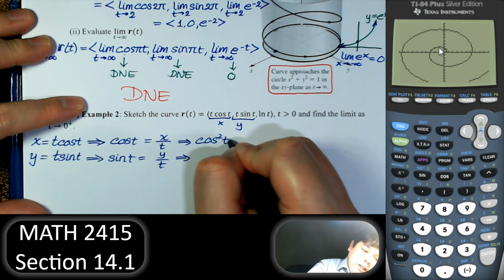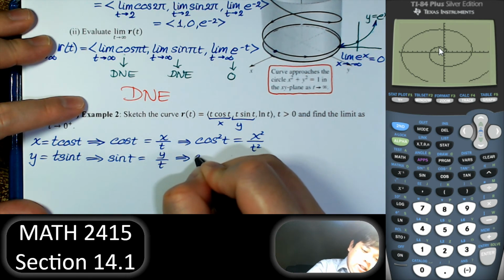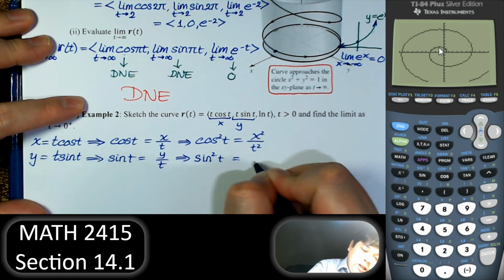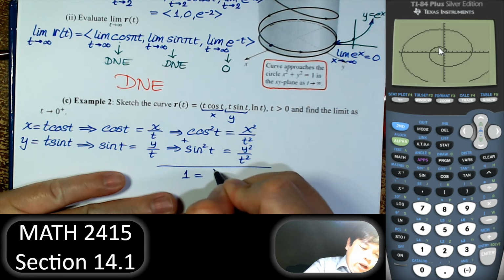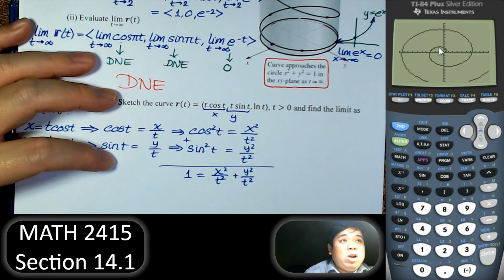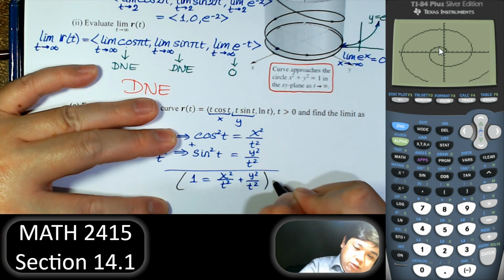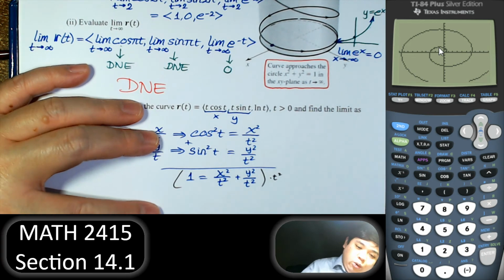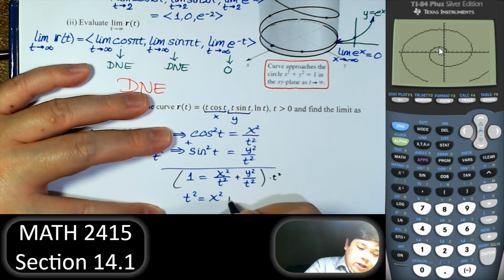Cosine squared equals x squared over t squared, and sine squared equals y squared over t squared. Now let's add them: cosine squared plus sine squared is 1. We have x squared over t squared plus y squared over t squared. So that's good. How about we multiply both sides by t squared? We have t squared equal to x squared plus y squared.